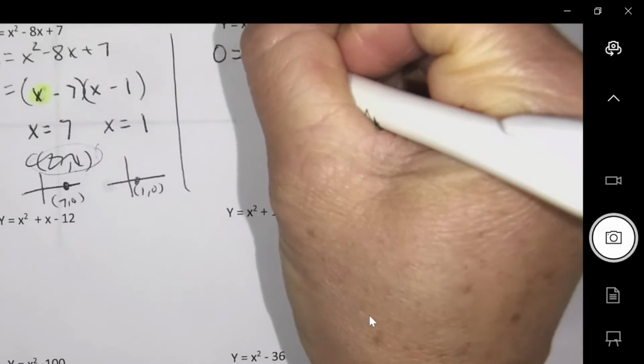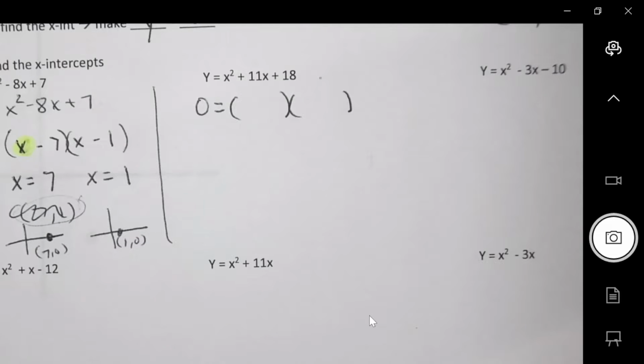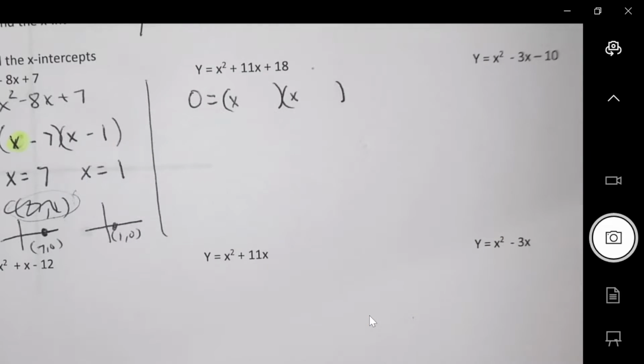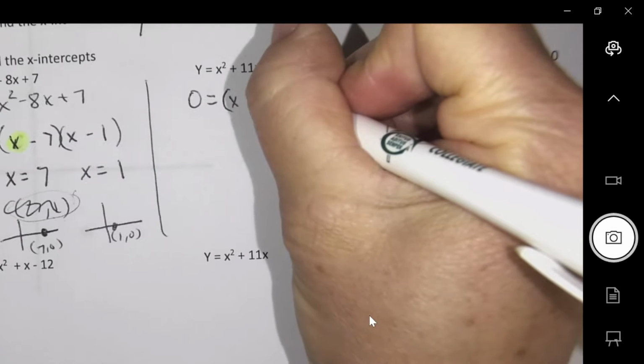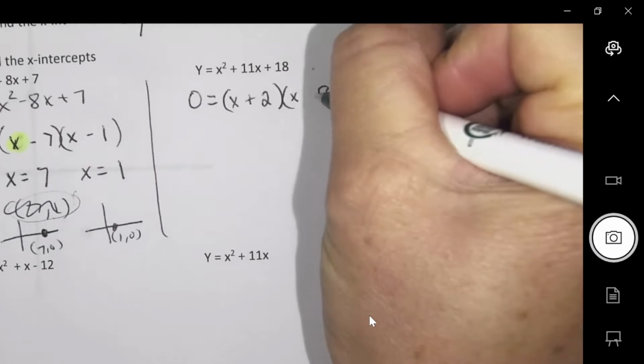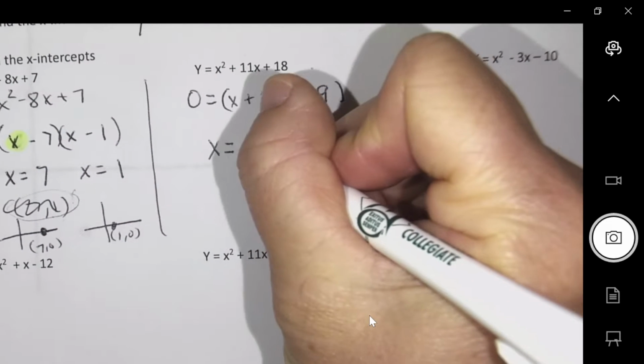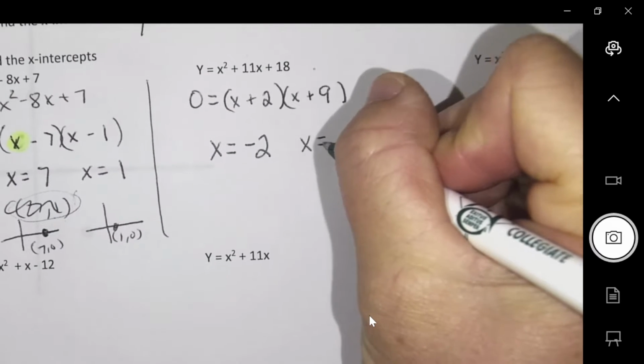Okay, 0 equals, so we're factoring a simple trinomial. And it's important to write 0 equals because that is the concept. The concept is making y 0. So now you're thinking of two numbers that multiply to 18 and will get you 11 when you add. 2 and 9. So 2 times 9, and the signs both plus. So that works. So my final answer would be x is a value of -2 or -9.